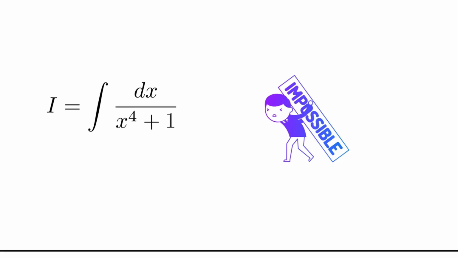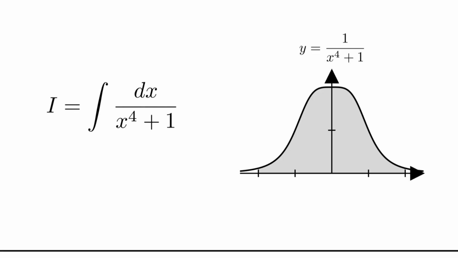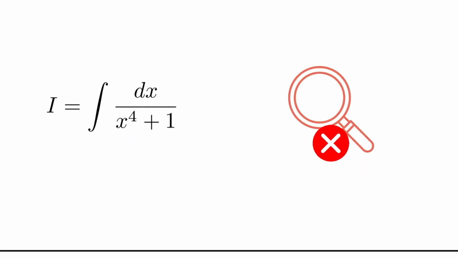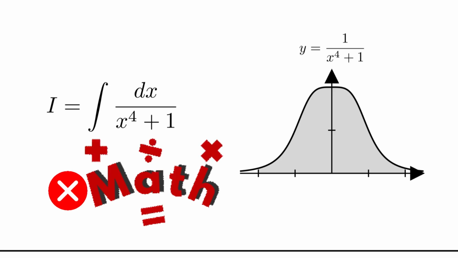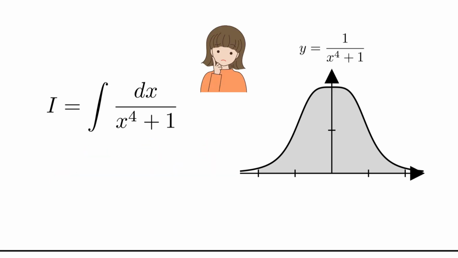At first glance, this integral looks impossible. The denominator is a fourth-degree polynomial. There is no obvious substitution. There is no standard integration formula. So, how do mathematicians solve it?